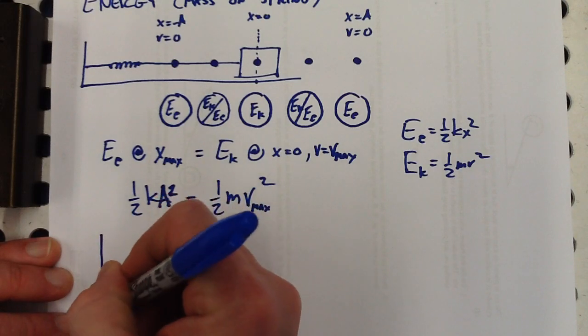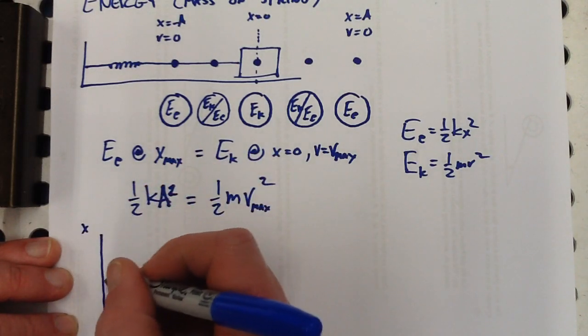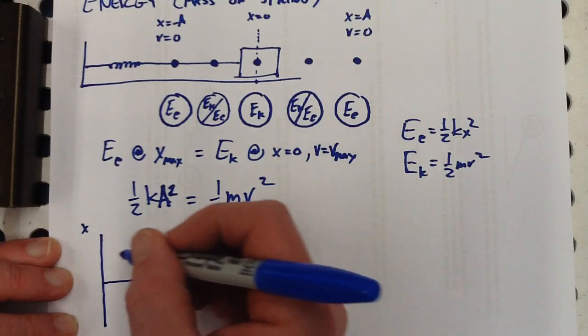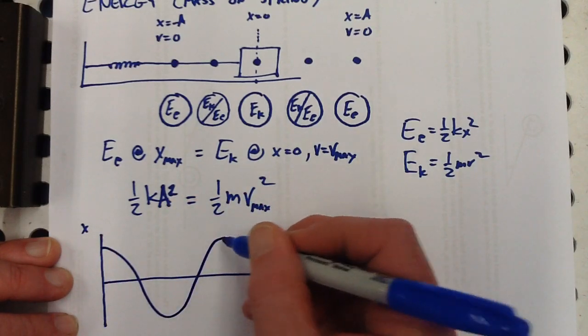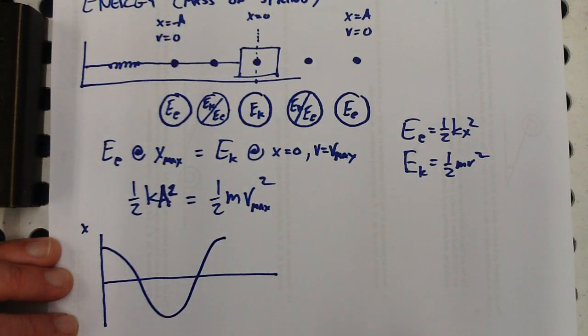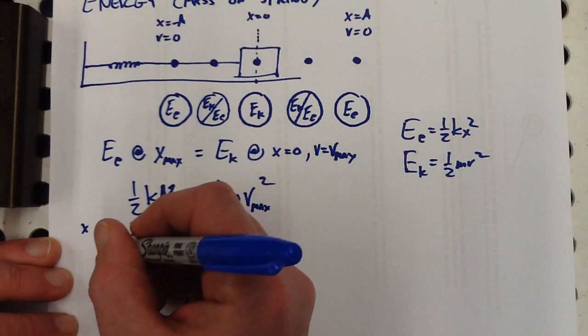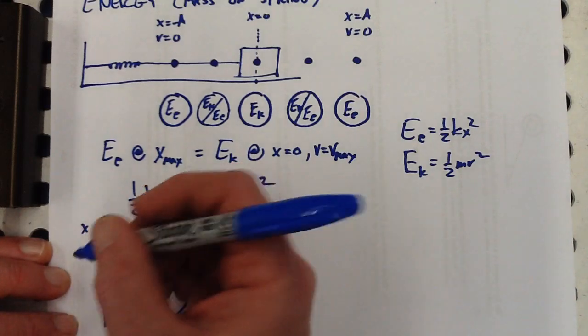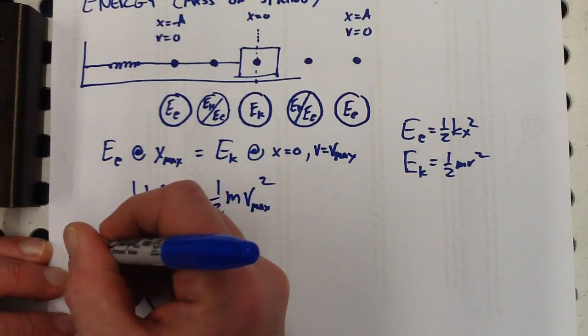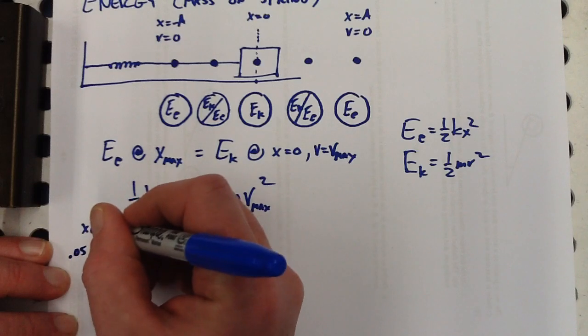So let's say we're looking at position versus time for some mass oscillating on a spring. And let's say that this maximum position right here is 0.05. This is measured in meters.